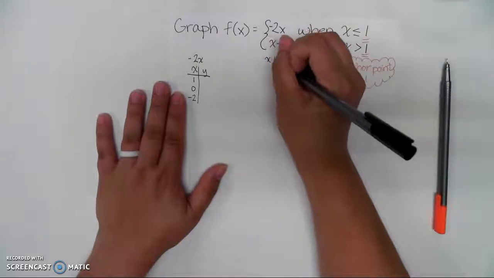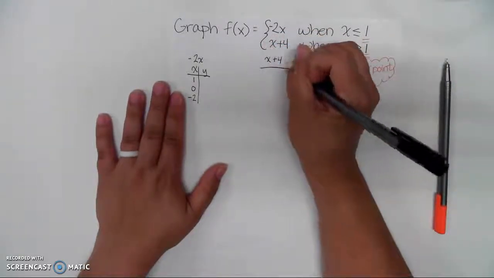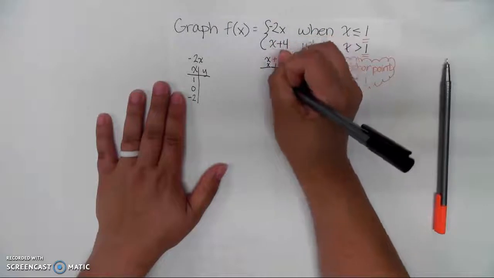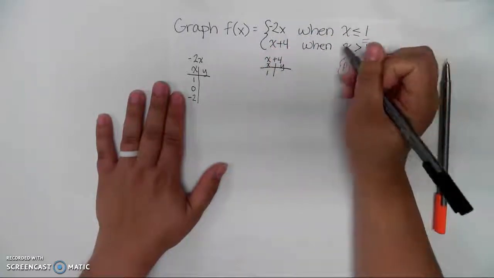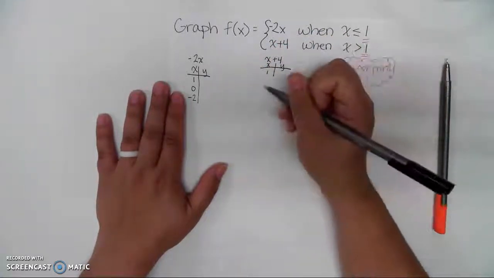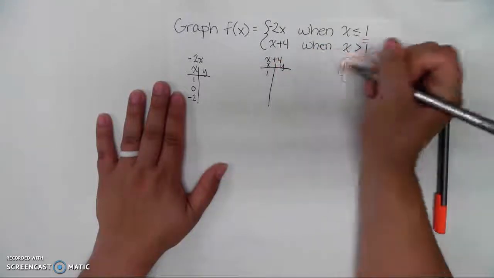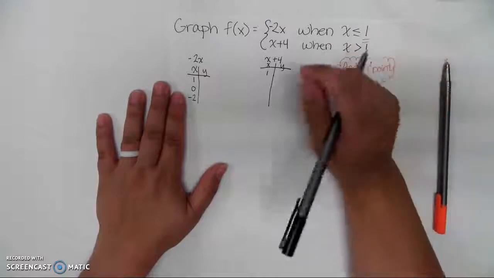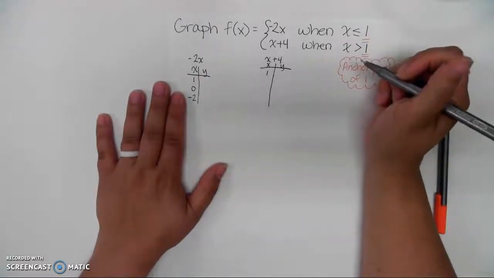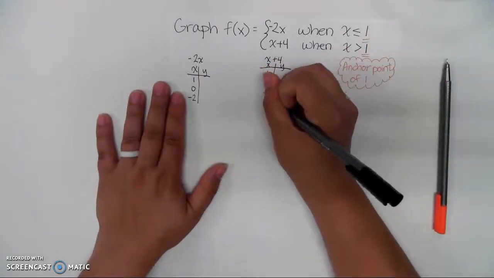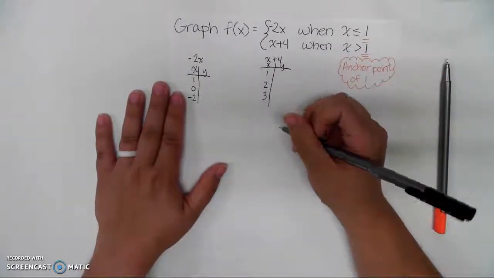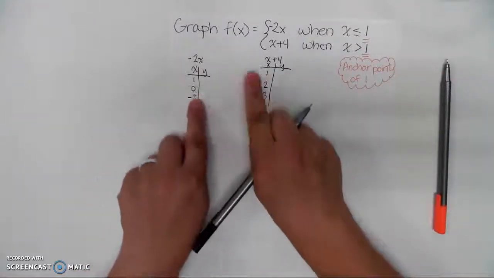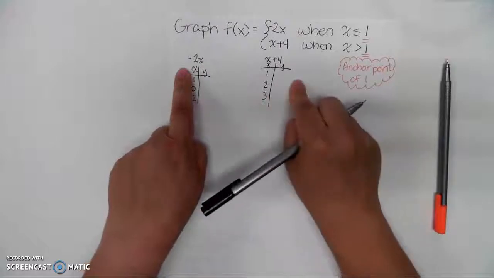When I have x plus 4, I'm going to use my anchor point. So I'm going to use my 1 still, but I'm going to use it when numbers are bigger than 1. I'm going to use 1 as kind of my starting point, but it doesn't equal 1. So we'll get to what that means in a second. But some other numbers that are greater than 1 are 2 and 3. Okay? So now I'm going to plug the numbers that I've picked into my equations.